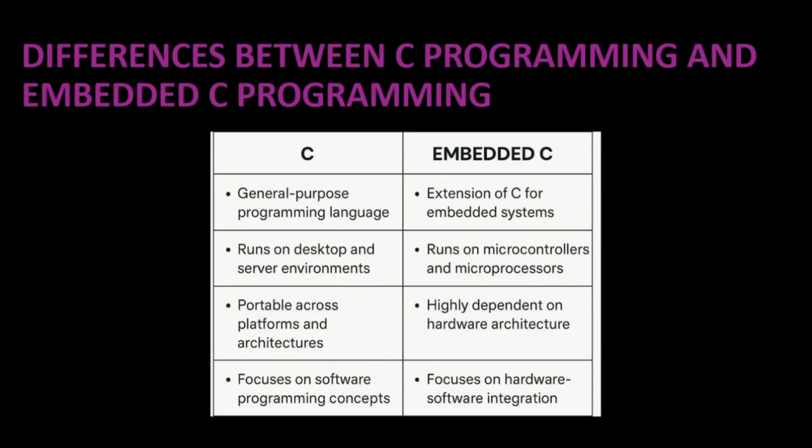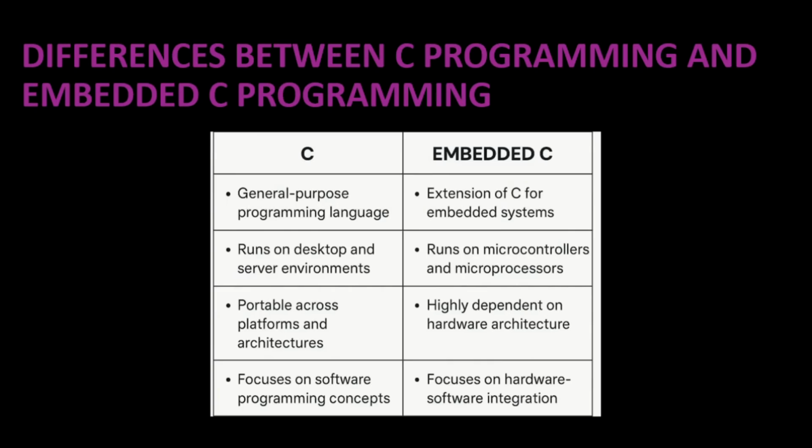These are the basic differences between C programming and embedded C programming. C is a general purpose programming language, while embedded C is an extension of C which is used for embedded systems. C can run on desktop and server environments, while embedded C runs on microcontrollers and microprocessors. That means the code written in C will run on our system.